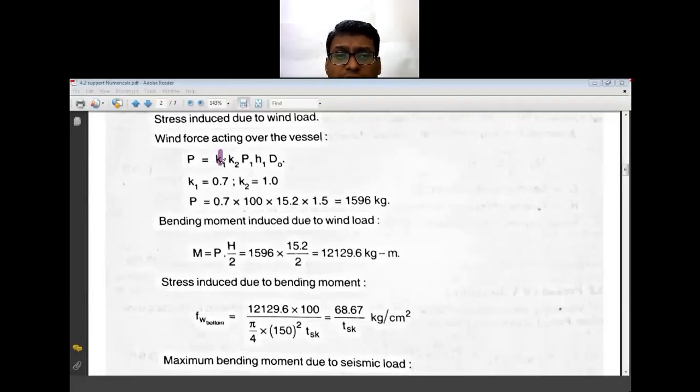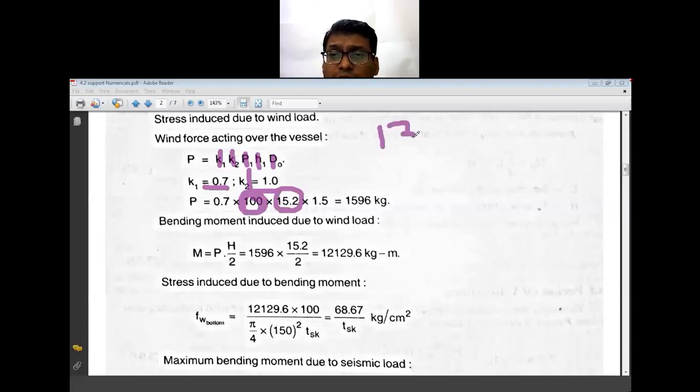We know the diameter, which is 1.5 meter, which is nothing but 150 centimeters, because it is in centimeters. So the thickness we have written, and its unit is kgs per centimeter square. So this equation is written in terms of tsk, the thickness of the skirt. So FDB is equal to 169.74 upon tsk.